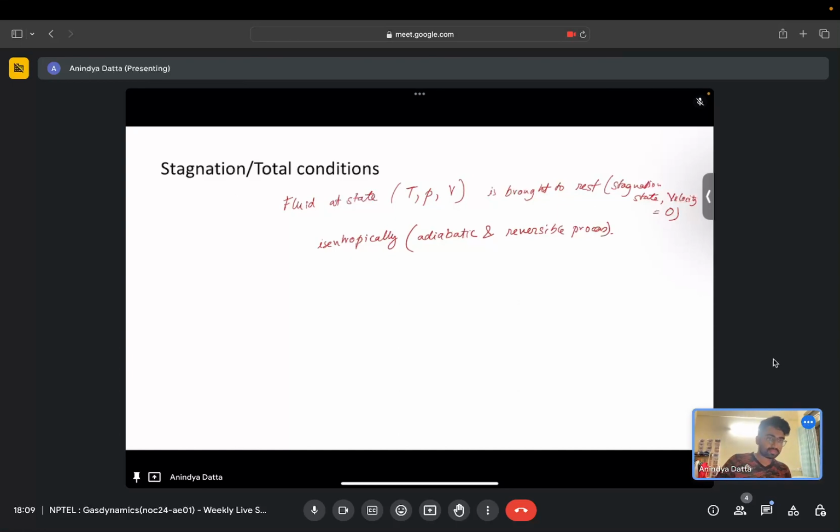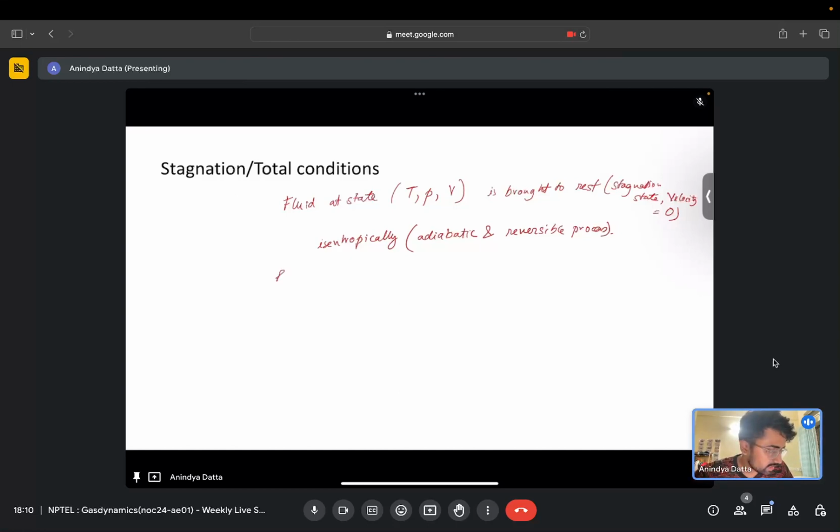So remember that these stagnation properties are defined at a state corresponding to a fluid state, and as the flow moves from one state to another, these stagnation and total properties might change or might not change depending on the process it undergoes. Okay, so like the static condition, the stagnation condition is a thermodynamic equivalent condition defined at a state point.